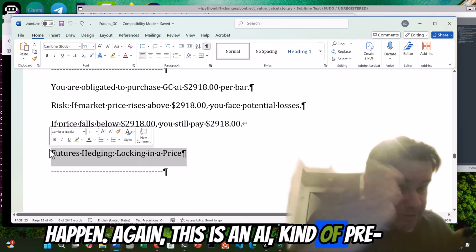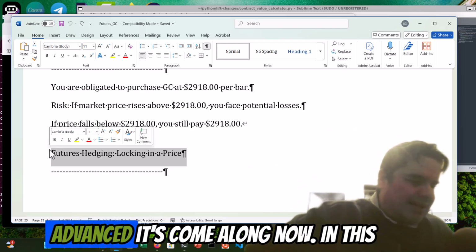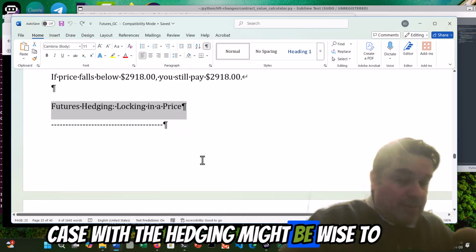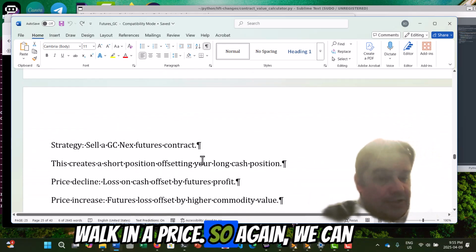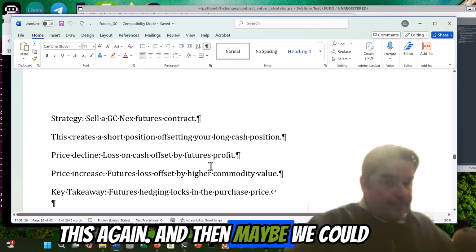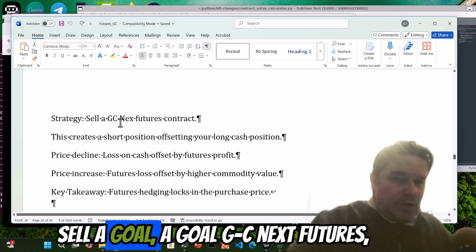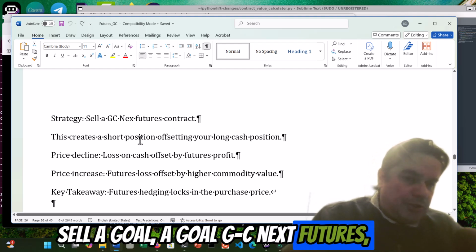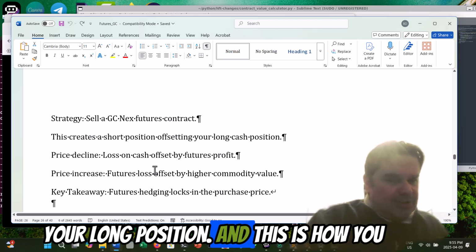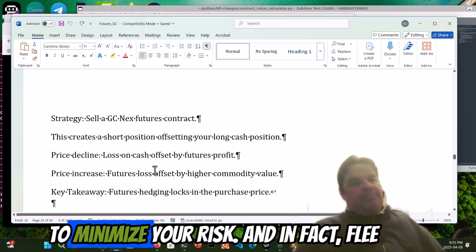Again, this is the AI pre-programmed in each section, very simple, very basic, but that's how advanced it's come along now. In this case, with the hedging, it might be wise to lock in a price. So again, we can generate different strategies from this, and then maybe we could sell a gold GC next futures, create a short position, offsetting your long position.